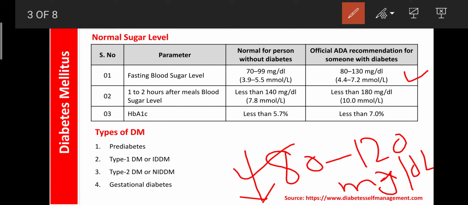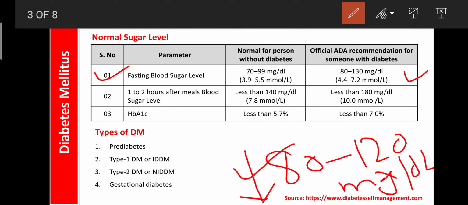If it is more than 130 mg per deciliter in a diabetic patient during fasting, that indicates that whatever drug the patient was taking cannot manage the blood sugar level properly, or it indicates improper management of the blood sugar level in diabetes mellitus. There you, as a pharmacist or doctor, need to concentrate on how to control the blood sugar level by adjusting the dose, increasing the dose, or adding another drug. So that sugar level should be 80 to 130 mg per deciliter.